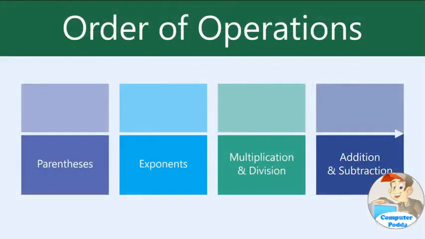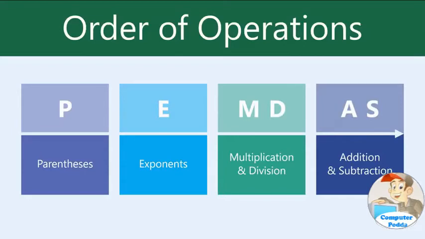When solving formulas, Excel uses a set of rules called the order of operations, which you might remember from math class. The order of operations determines the order in which the formula will be calculated, so you know exactly how to write it out. The first thing that's calculated are any equations in parentheses. Then, if you have any exponents, you'll calculate those. Next is multiplication and division. And finally, addition and subtraction.